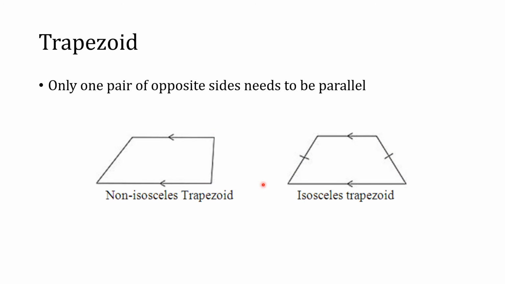Now we've got two different types of trapezoids here. We've got the non-isosceles trapezoid, where this side and this side have different lengths, so they should have a different number of tick marks. And then we've got the isosceles trapezoid over here, where they are the same length, and so they should have the same number of tick marks. The parallel sides don't have to be the same length as one another. This is basically the only criterion that you need to meet, that and the fact that it's a four-sided shape.